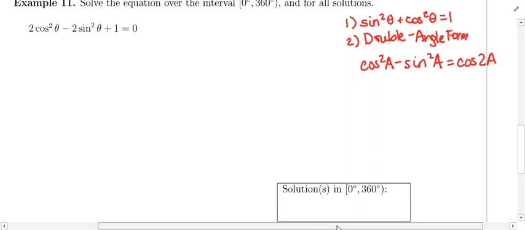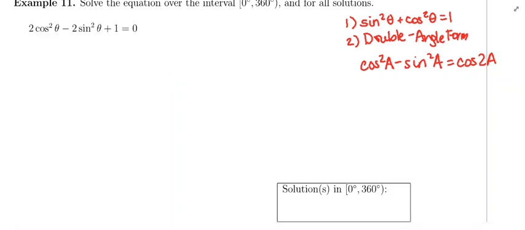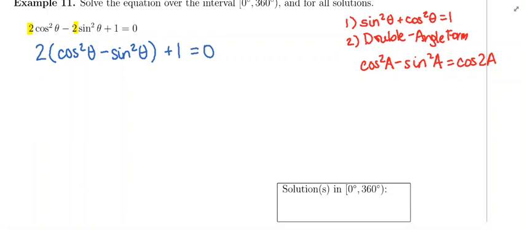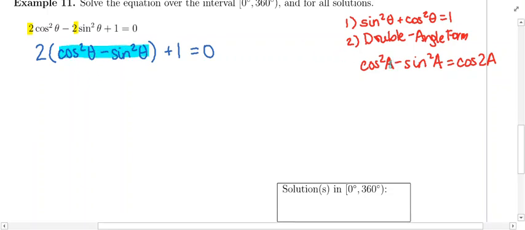When you look at this equation, we don't have exactly cosine squared theta minus sine squared theta. There's a 2 in front, but the 2 is part of both terms. So what we can do is first factor out a 2. If we factor out the 2 here, we're going to get cosine squared theta minus sine squared theta, and then we're going to leave the plus 1 where it is. Now what's in parentheses is going to match this quantity, so it is going to turn into the cosine of 2 times theta.